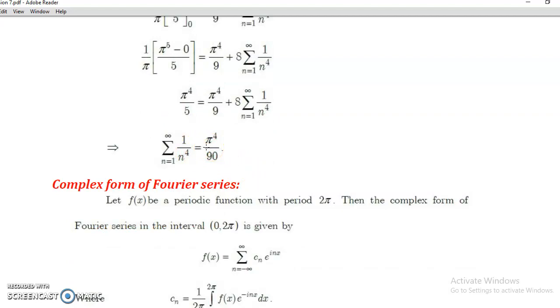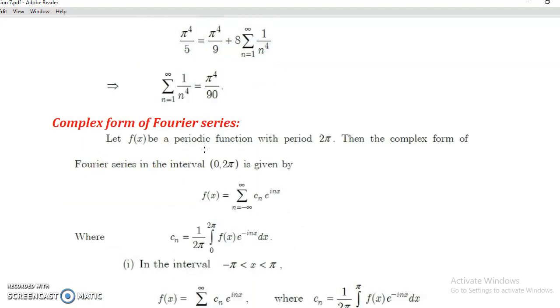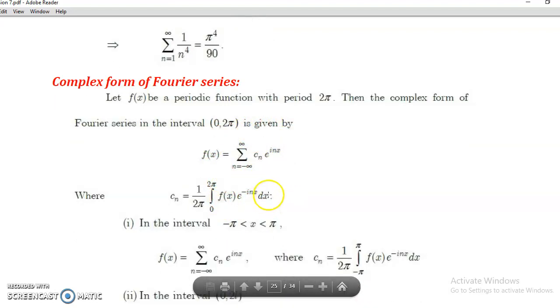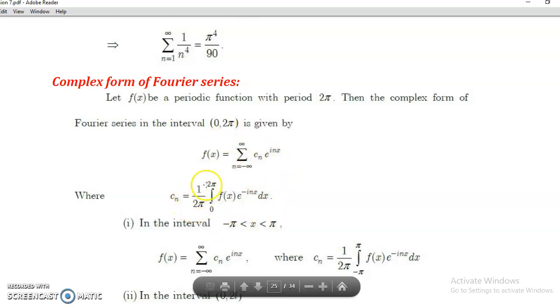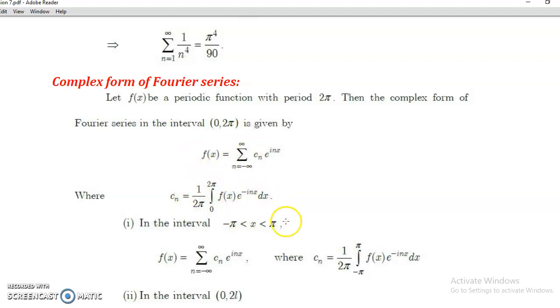So now, complex form of the Fourier series. Let f of x be a periodic function with period 2 pi, then the complex form of the Fourier series in the interval 0, 2 pi is given by f of x equal to sum of n varies from minus infinity to plus infinity cn e power inx, where cn is equal to 1 by 2 pi integral 0 to 2 pi f of x e power minus inx dx.